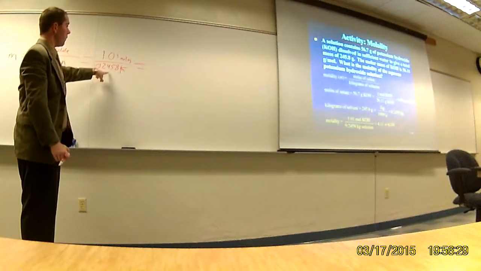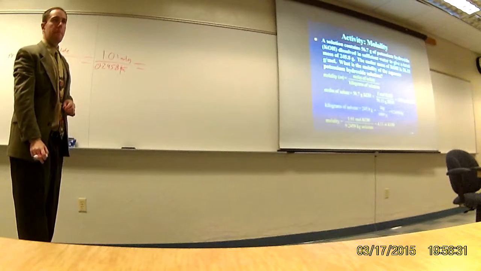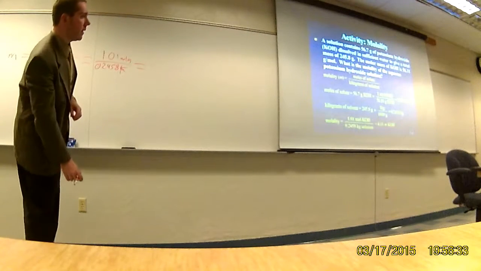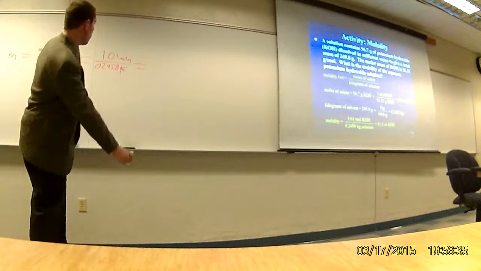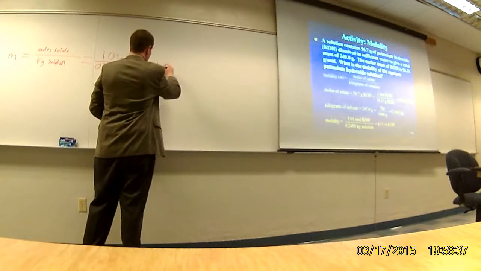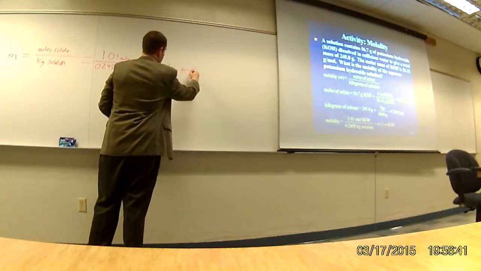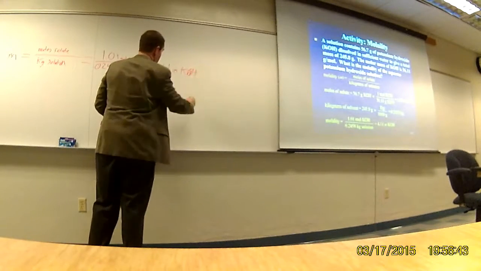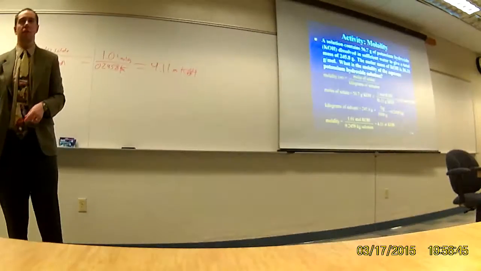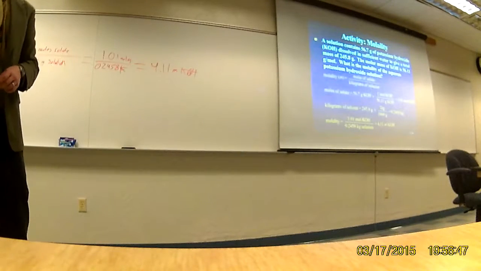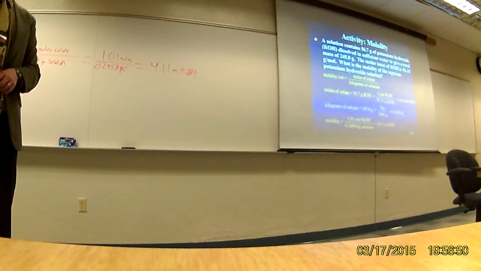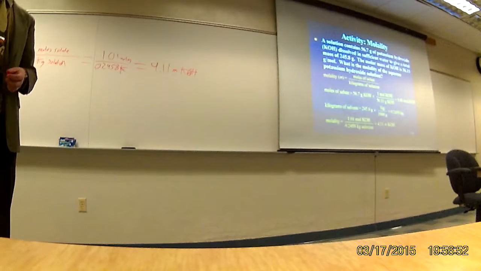1.01 divided by 0.2458 is 4.11. 4.11 molal KOH. Capital M is a molar solution, lowercase m is a molal solution. It's just a whole lot harder to say, too.